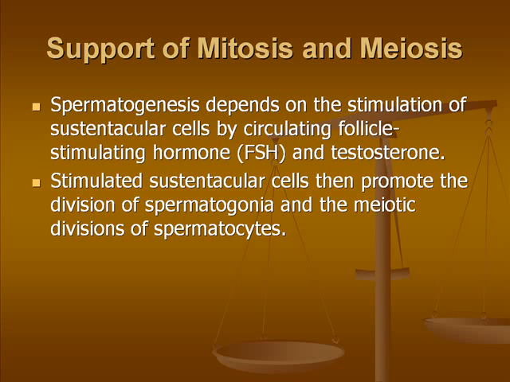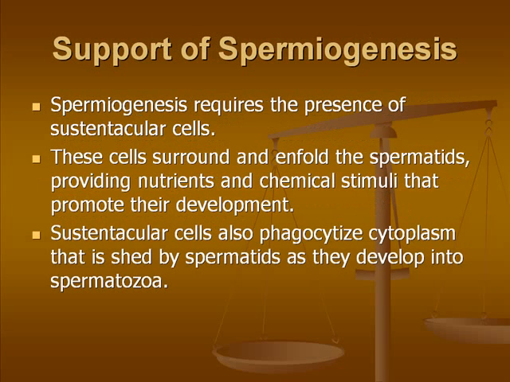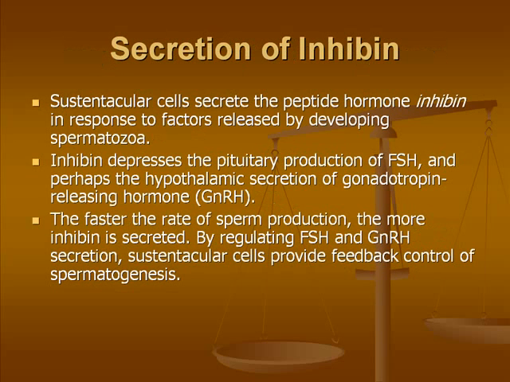So in the process, we see circulating follicle-stimulating hormone and testosterone. Spermatogenesis depends on the stimulation now of the sustentacular cells, and those cells are stimulated by follicle-stimulating hormone and testosterone. Stimulated sustentacular cells then will promote division in spermatogonia and the meiotic divisions of the spermatocytes. Spermiogenesis requires the presence of sustentacular cells. These cells surround and enfold the spermatids, providing nutrients and chemical stimuli that will promote development. The sustentacular cells also phagocytize cytoplasm. That is, it sheds the spermatids as they develop into spermatozoa.